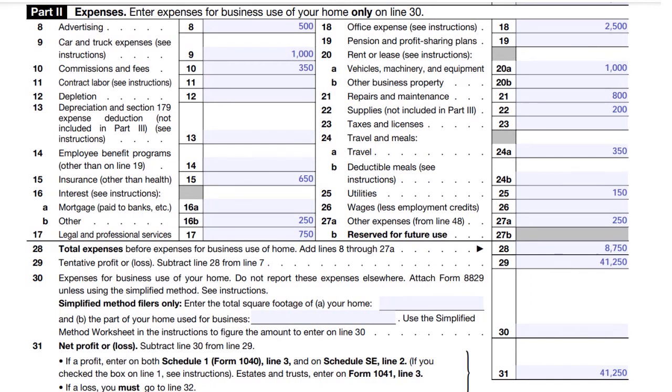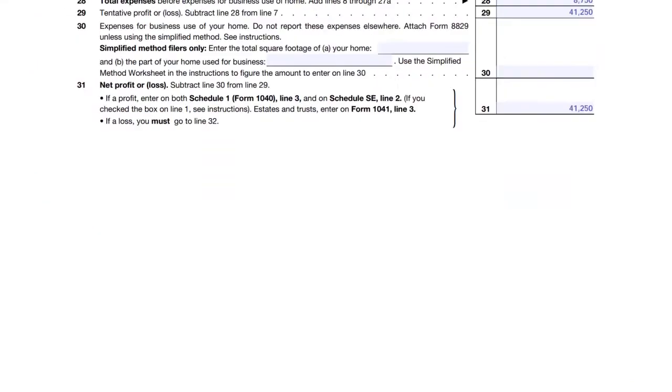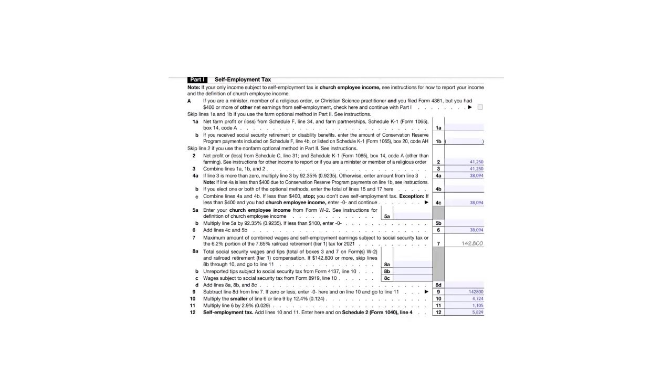You actually subtract $8,750 from $50,000. This is the same thing you have on line 31, net profit or loss. And now the self-employment tax. So here is the self-employment tax. You have your $41,250, and if you remember, I was just telling you about the 92.35%. This is what it is. If you multiply the $41,250 by 92.35%, you get $38,094.